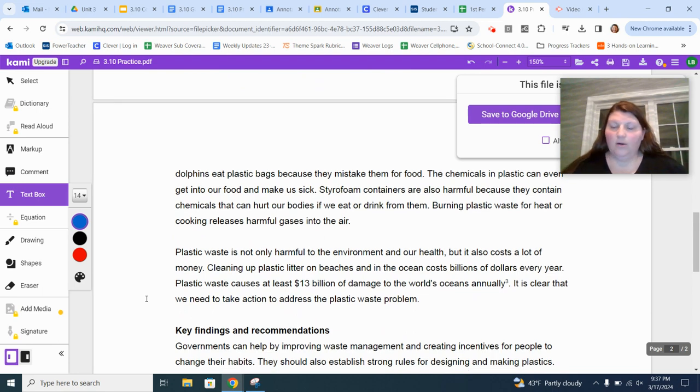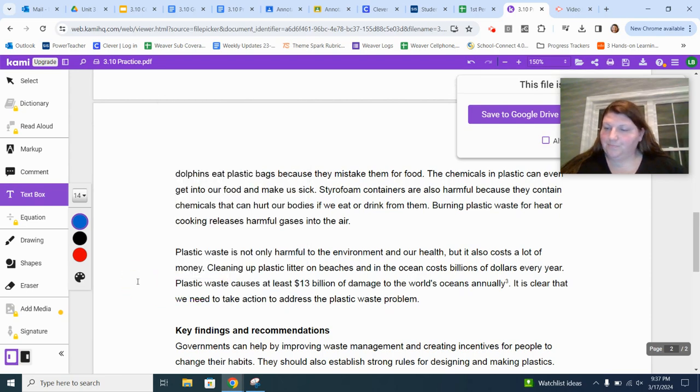Plastic waste is not only harmful to the environment and our health, but it also costs a lot of money. Cleaning up plastic litter on beaches and in the ocean costs billions of dollars every year. Plastic waste causes at least $13 billion of damage to the world's oceans annually. It is clear that we need to take action to address the plastic waste problem.